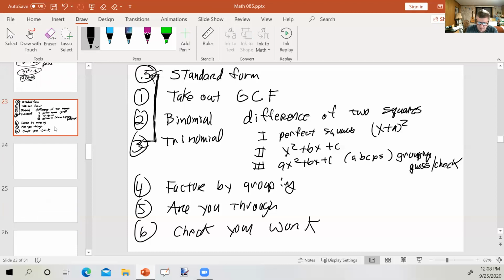So trinomials and on, you want standard form. Binomials, look for difference of 2 squares. But before you do any of that, take out your greatest common factor. Okay, now, what's this whole thing here, Roman numeral 1, 2, and 3?